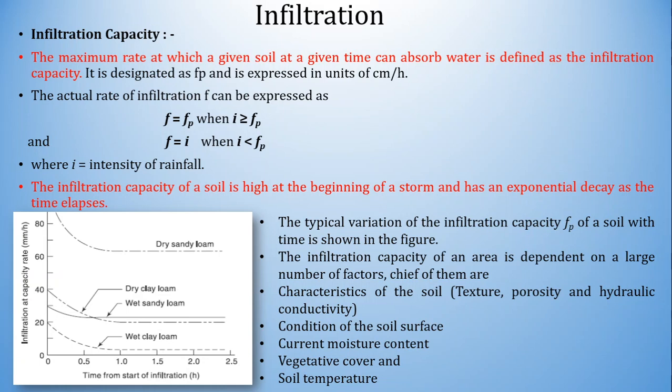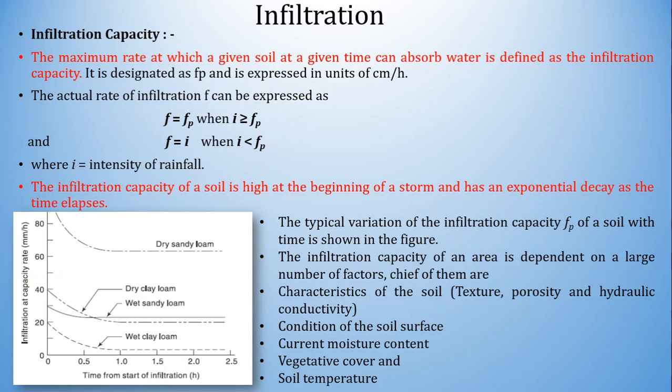Total intensity of rainfall will convert into the total infiltration. Therefore, the infiltration capacity of a soil is high at the beginning of any storm and has an exponential decay as the time elapses. Why does it happen? Because initially there are plenty of interconnected voids, which allow the water to percolate through the soil mass. But as the soil mass becomes enriched with water, it doesn't allow further movement of water, and thereby infiltration capacity decreases with time.